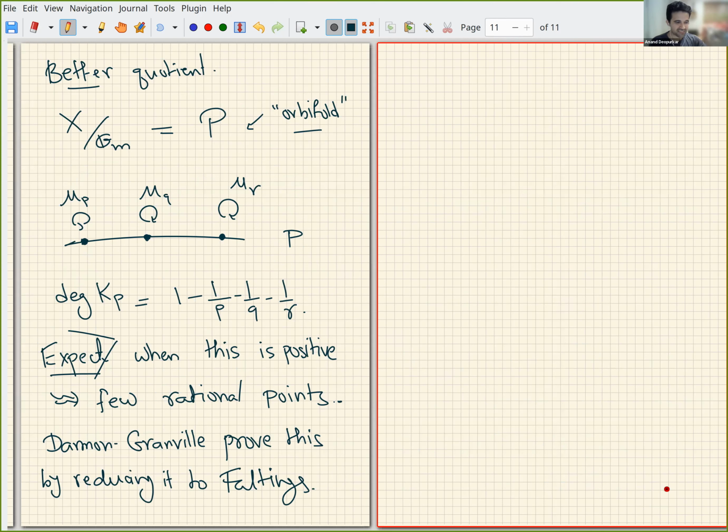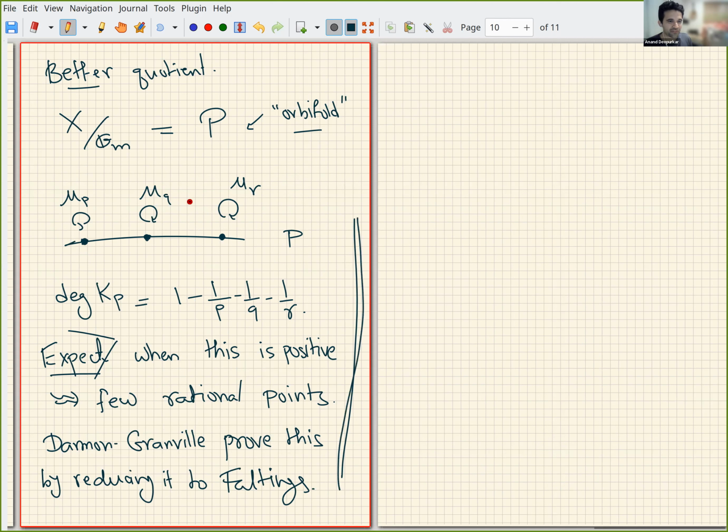But let me also say this, that if you want to take something away from this talk, this is the point that you should take to heart. That the real quotient is this orbifold curve, which has positive canonical exactly when this 1/p plus 1/q plus 1/r condition holds, and that is the reason why we have finiteness of rational points. That's the moral of the story. So here are the details.